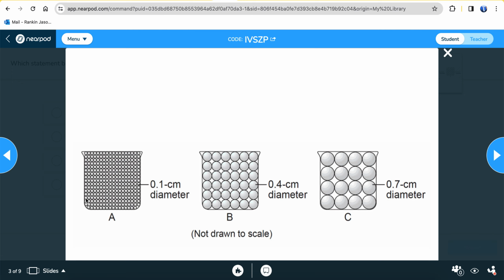Now, packing, no matter what, sediments must be packed together. They must be touching each other. Either they're going to be tightly packed or loosely packed. When you have one on top of the other, just like this in A, B, and C, they're all considered loosely packed.